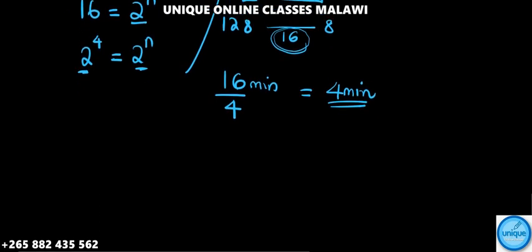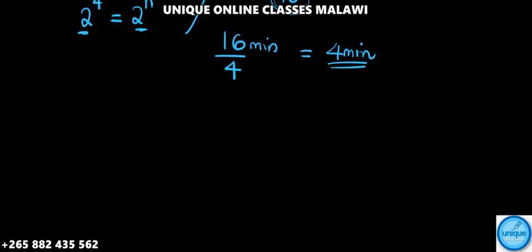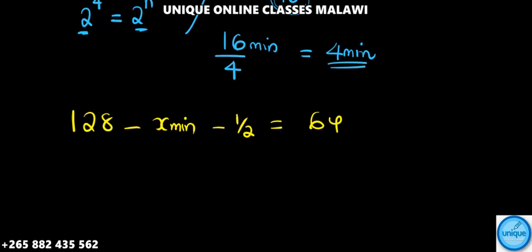Yes, you can just do this. Since the initial count rate is 128, after x minutes we take half of 128, and the answer is 64. Then after x minutes, since the half-life is the same, we find the half of 64, and the answer is 32.